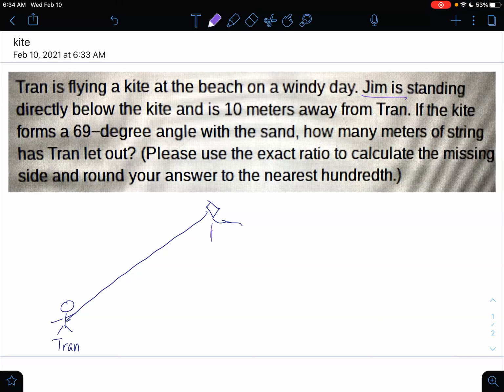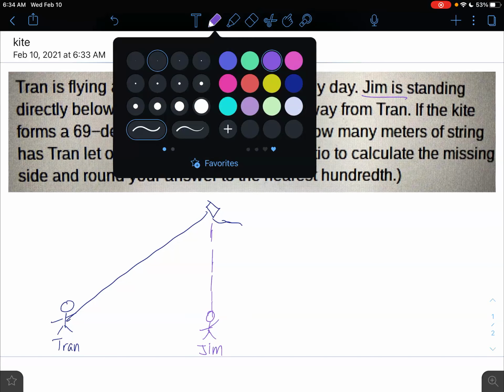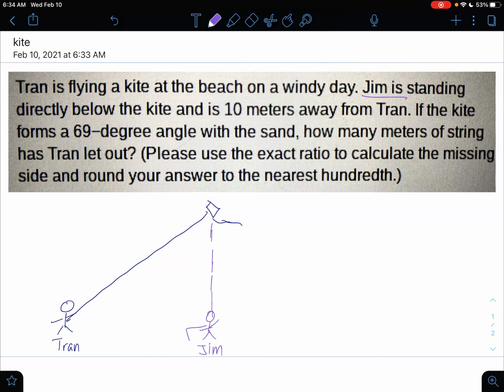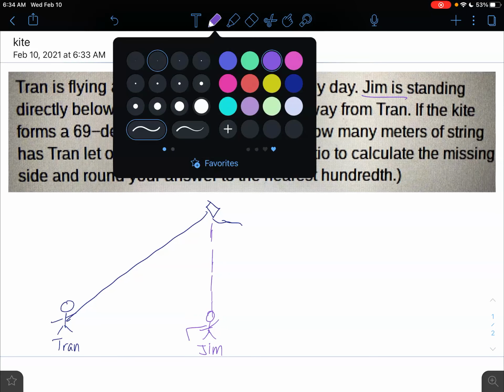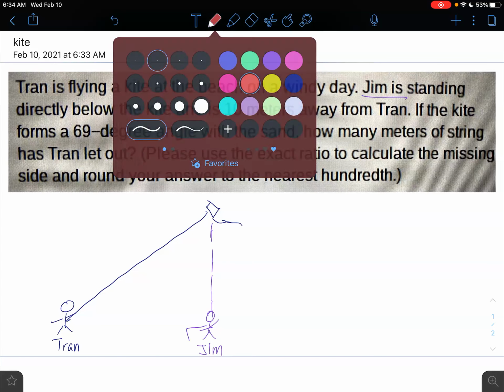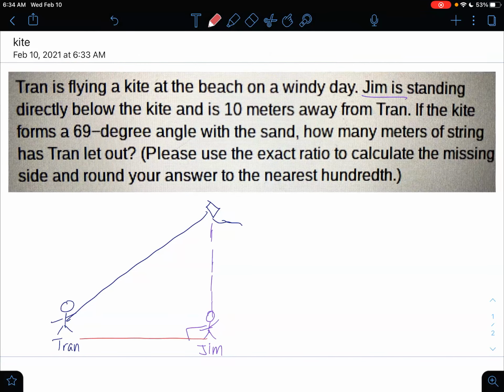below. So that means if we sketch this down, we've got Jim out here standing directly below the kite. And that is going to be at a 90 degree. Okay, so we just have to kind of give that vision of flying that kite. Then from there, we also kind of want to keep in mind that we have some distance here. So we know from Jim to Tran is 10 meters.